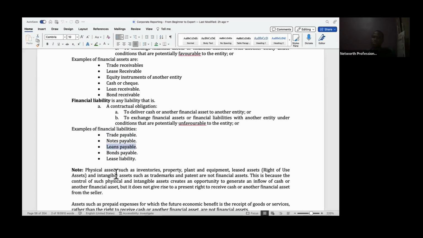And I then explained to you that physical assets like PPE or even intangible assets are not financial assets because they don't give rise to a contractual right to receive cash. When you have an item of PPE like a motor vehicle or a plant, they are PPE because you must own them to use for production or supply. You must put them to use. But when you have a financial asset like trade receivables, you don't have to do anything. You have a right to receive cash, which is the third part of a financial asset.